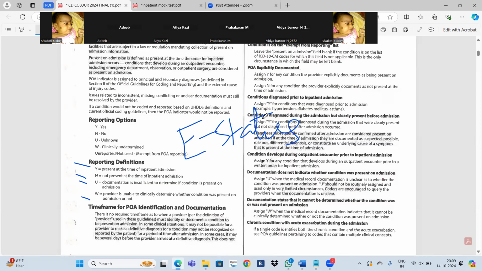Y means yes. N means no. U unknown. W clinically undetermined. When will you give Y? If the condition was present at the time of inpatient admission, for that diagnosis, you need to add Y indicator.